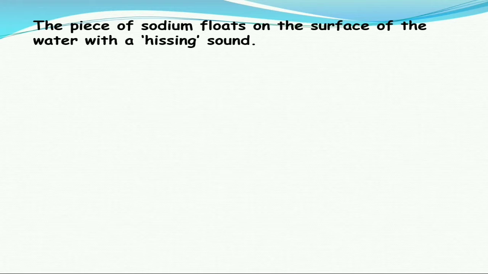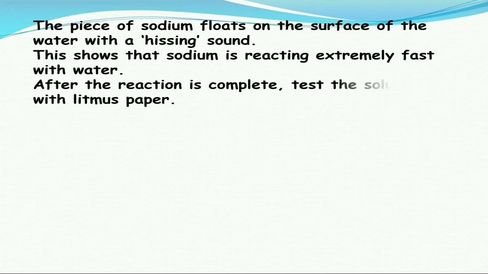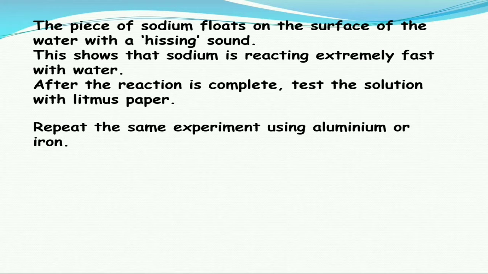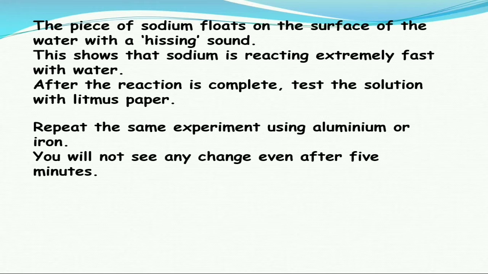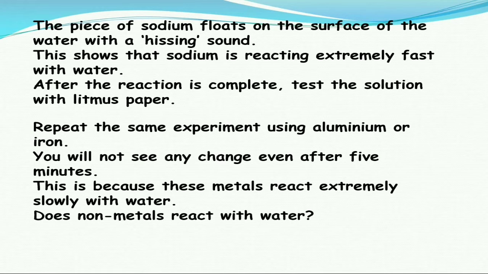Now the piece of sodium floats on the surface of water with a hissing sound. You can observe this. This shows that sodium is reacting extremely fast with the water. After the reaction is complete, test the solution with litmus paper or phenolphthalein indicator and repeat the same experiment using aluminium and iron. You will not see any change even after 5 minutes. This is because these metals react extremely slowly with water.